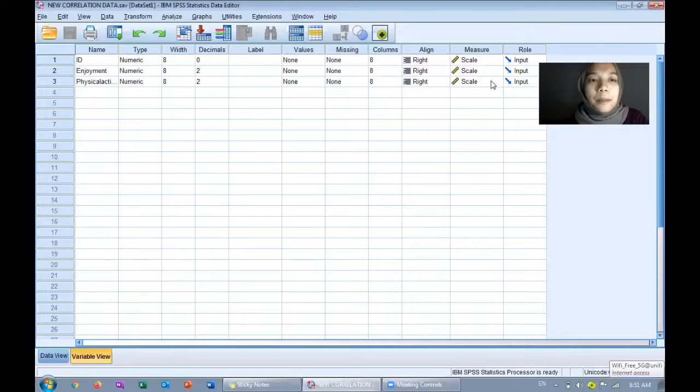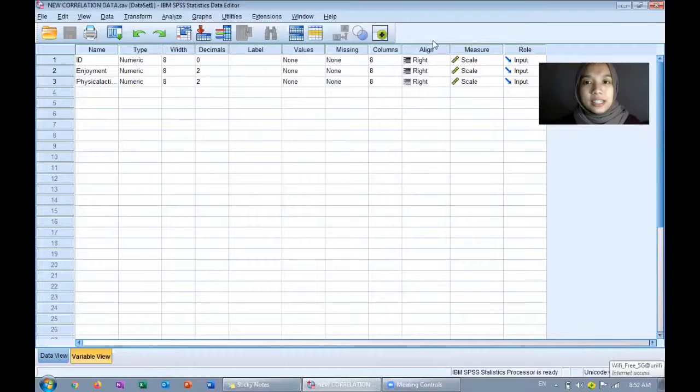So today I'm going to test the inferential statistic for correlation test. My topic is the relationship between enjoyment and physical activity participation. First step that we have to do is key in the data.